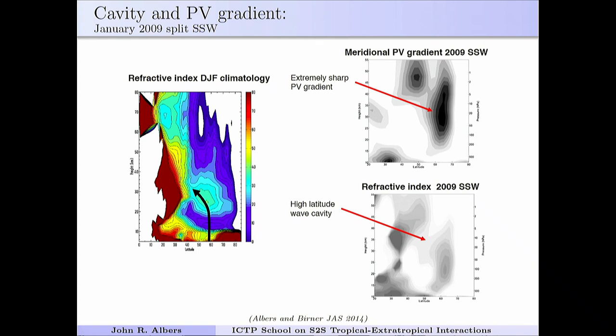And it turns out, in the theoretical sense, as you sharpen the PV gradient, it's been shown that you slow down the traveling wave speed, and you bring it more closely towards that resonant point.